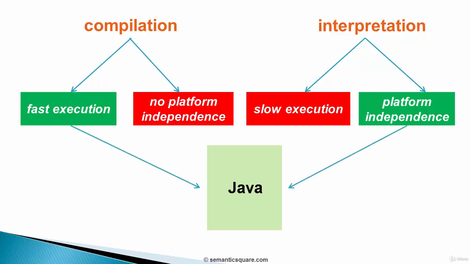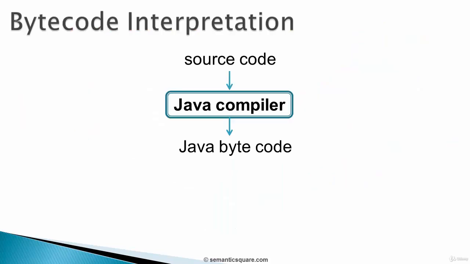Java uses the best of both worlds. That is, it uses both compilation and interpretation to achieve platform independence, but without compromising on speed. And this is how it is accomplished.